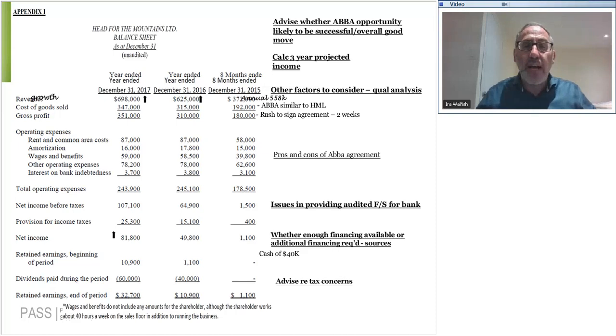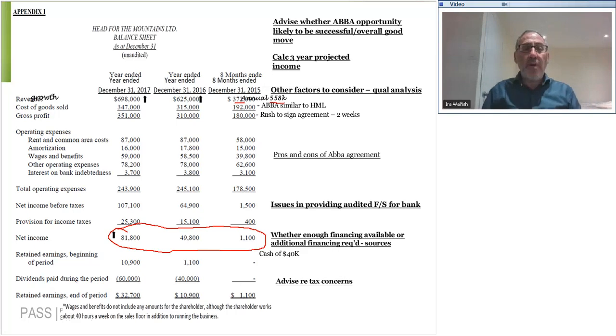If you take a look, guys, the 2015 year was only 8 months, and all I did was I annualized by taking 372,000 and multiplying by 12 over 8 to get 558. So top line growth looks pretty good. On an annual basis, from 558 in the first year to 625 in the second year to 698 in the third year. Bottom line growth also looks pretty good. Again, I just want to make sure the business is doing reasonably well before she embarks on a similar business.